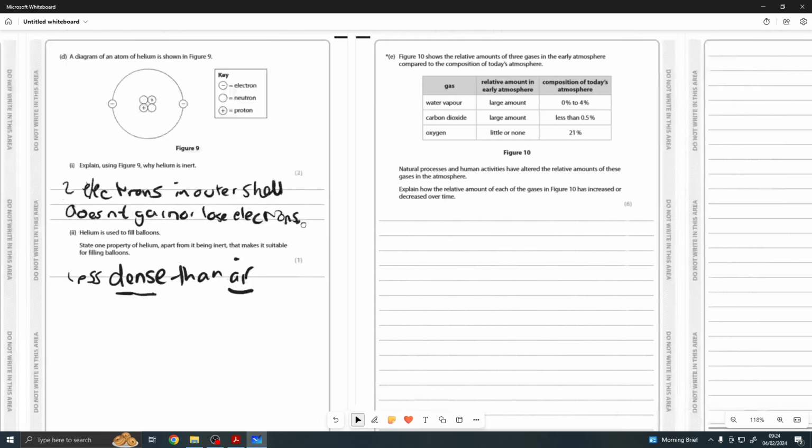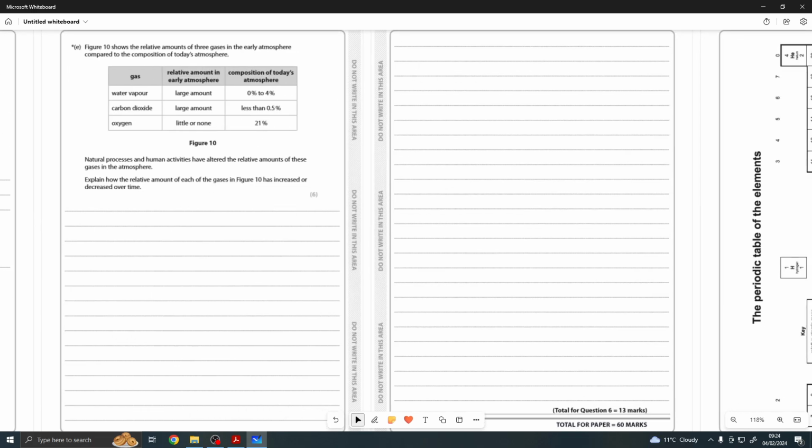Right, here comes the biggie. So, gases in the early atmosphere. Natural processes and human activities have altered the relative amounts of these gases in the atmosphere. Explain how the relative amount of these gases has increased or decreased over time. So we have got to say what has happened to these gases. Now what you need to do here is show an explanation that is clear and logical. Now let's just go through these one at a time.